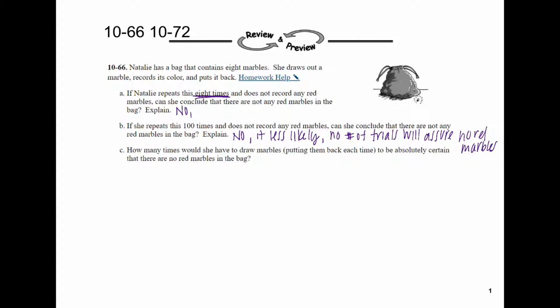How many times would she have to draw marbles, putting them back each time, to be absolutely certain that there are no red marbles in the bag? Well, this is absolutely not possible. So no number of draws will assure that there are no red marbles because of the replacement.